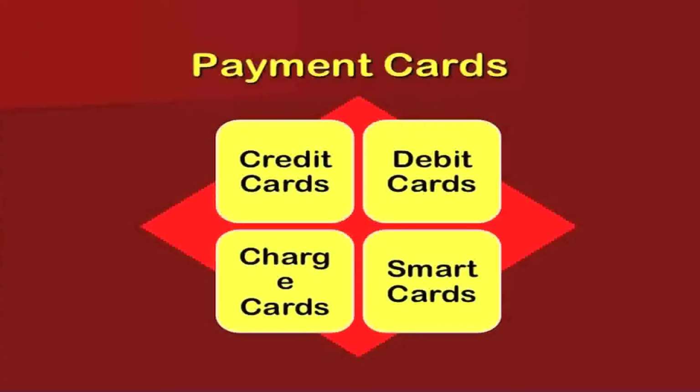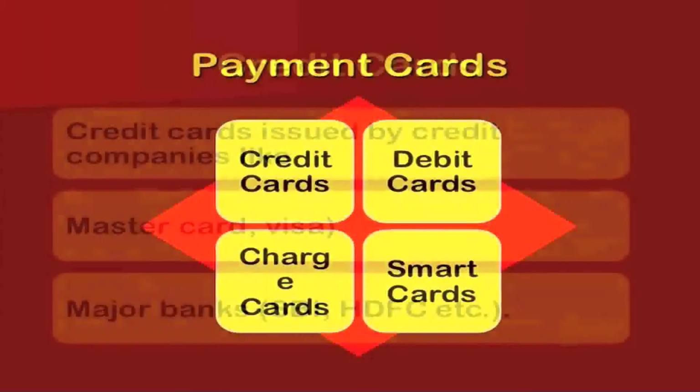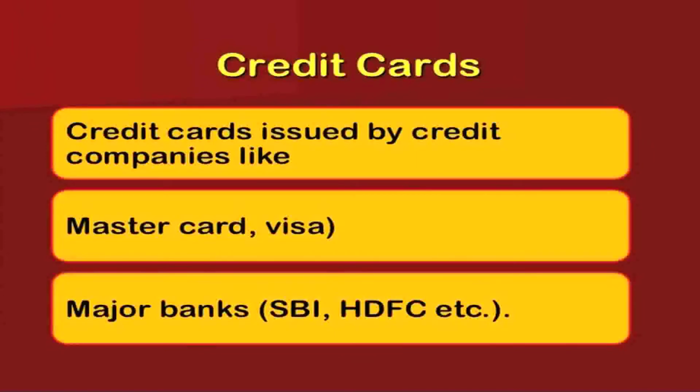Let us see the payment cards. We have credit cards, we have debit cards, we have charge cards and we have smart cards. What are credit cards? Credit cards are issued by credit companies like MasterCard and Visa and major banks like State Bank of India and HDFC, etc. So, credit card is basically issued by the banks to which you are connected and you have a bank balance in that bank or you have a bank account. Then the banking companies would give you MasterCards and Visa cards.